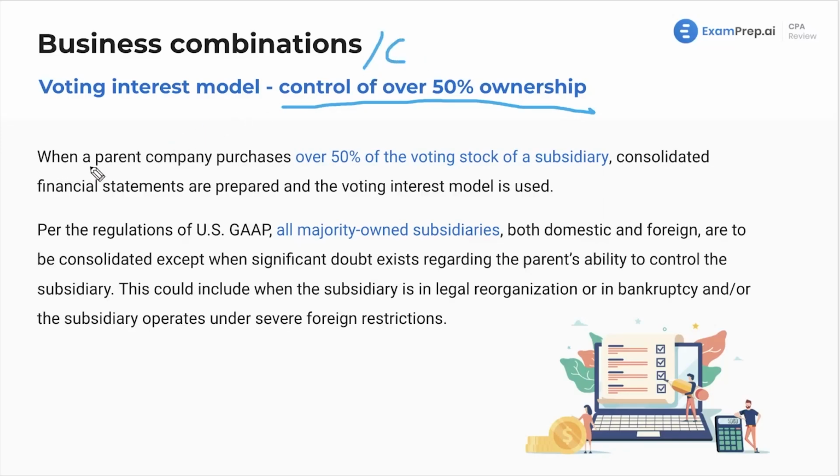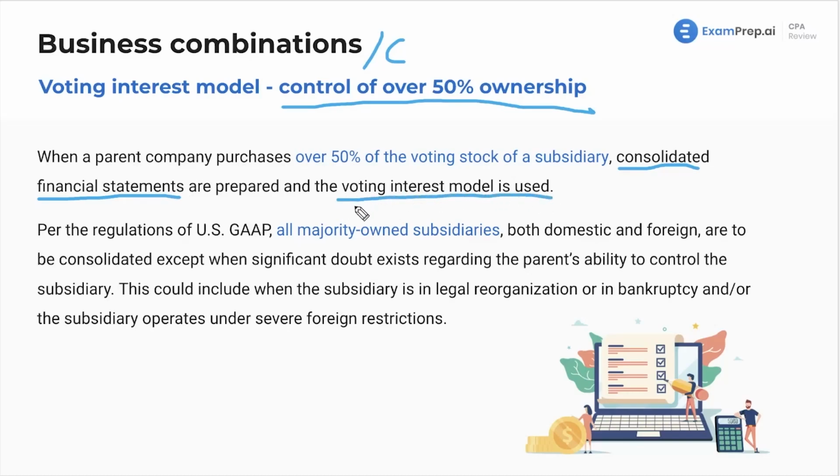And well, when a parent company purchases over 50% of the voting stock of a subsidiary, consolidated financial statements are prepared and the voting interest model is used. So, the biggest takeaway here, this is what we're using. Before we saw 0 to 20% is fair value, 20 to 50 is equity, and now we're doing consolidated financial statements. What we use is the voting interest model.